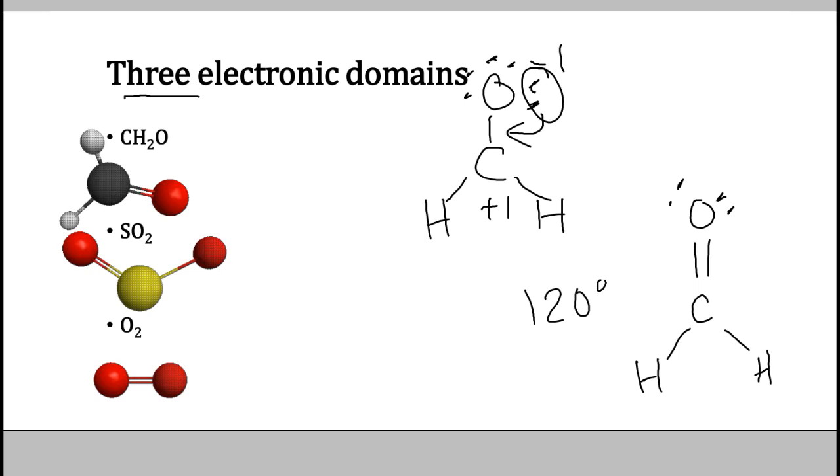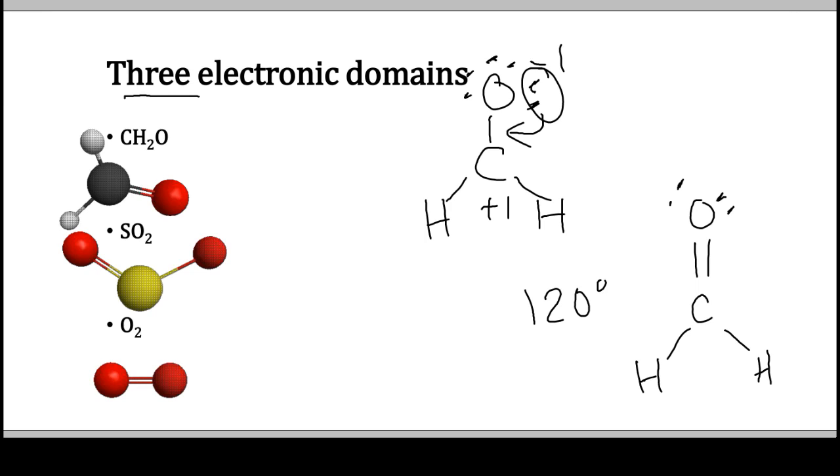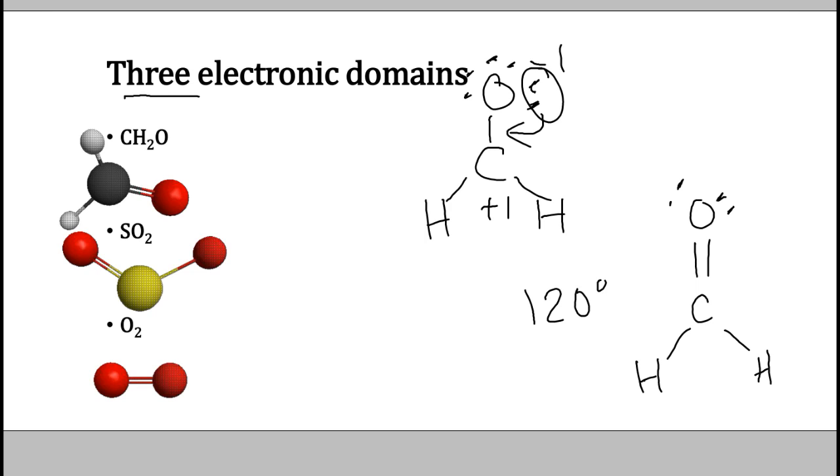Another question that we could ask on an exam is how many sigma bonds are present? For sigma bonds, you count every single bond as 1. So there's 1, 2 here. But then for double bonds, you count the first bond as a sigma bond. So in this structure, there are 3 sigma bonds.